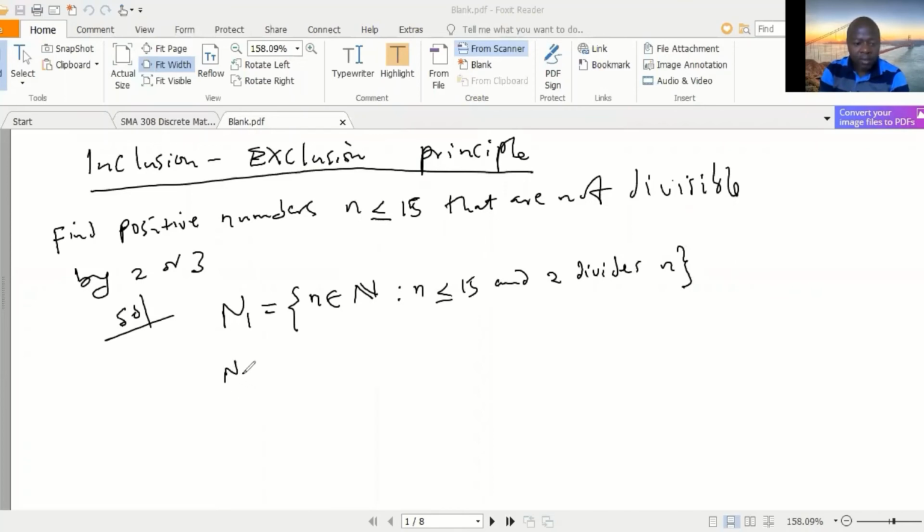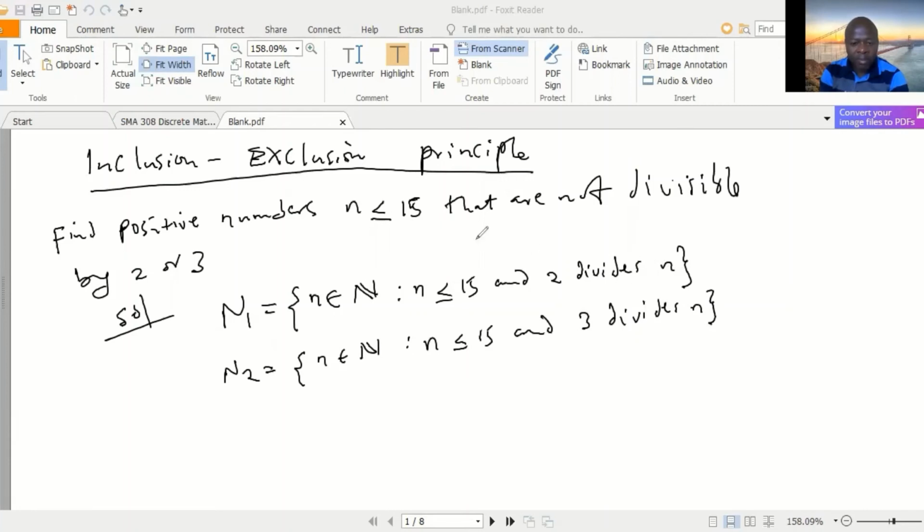Let N2 be the other set of natural numbers which are less than or equal to 15 and are divisible by 3. So how many numbers are these? How many numbers are in N1?